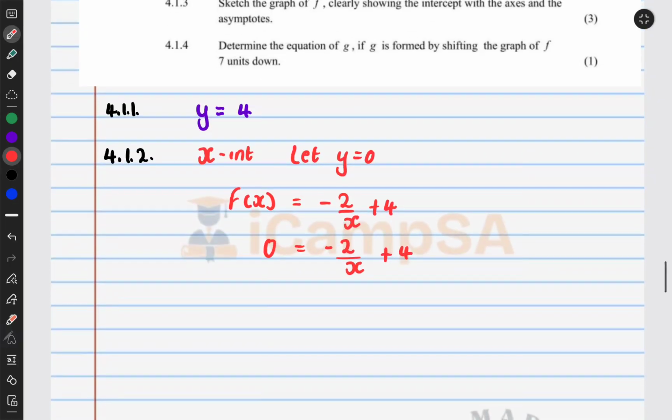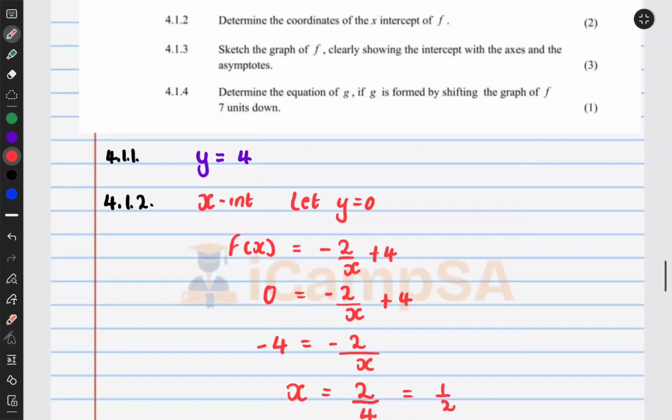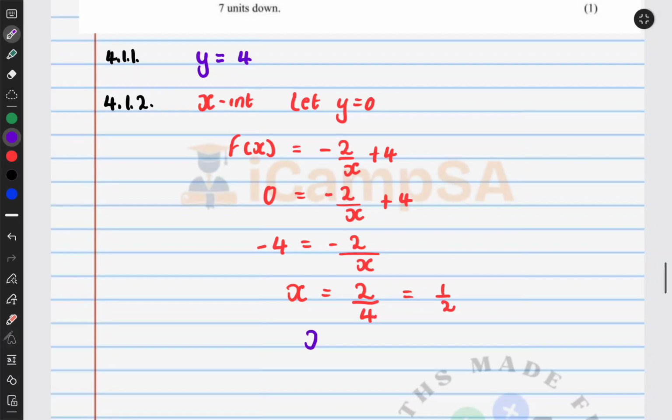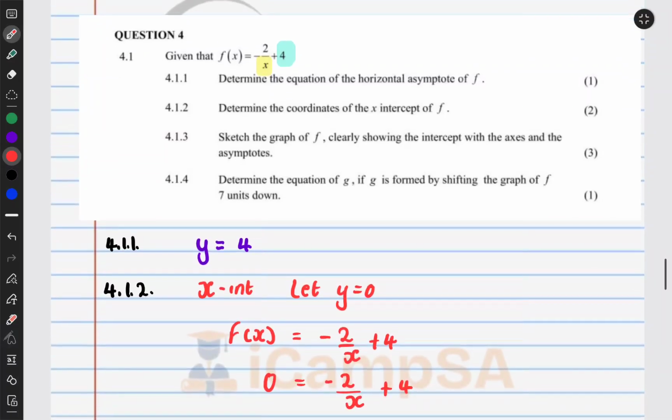Let's solve for x. We put the 4 on the other side. -4 is equal to -2 over x. Okay, the negative and negative will cancel. Therefore, we'll be left with x is equal to 2 over 4, of which is equal to 1 over 2. Therefore, that's the x-intercept, which is x is equal to 1 over 2. That is our x-intercept.